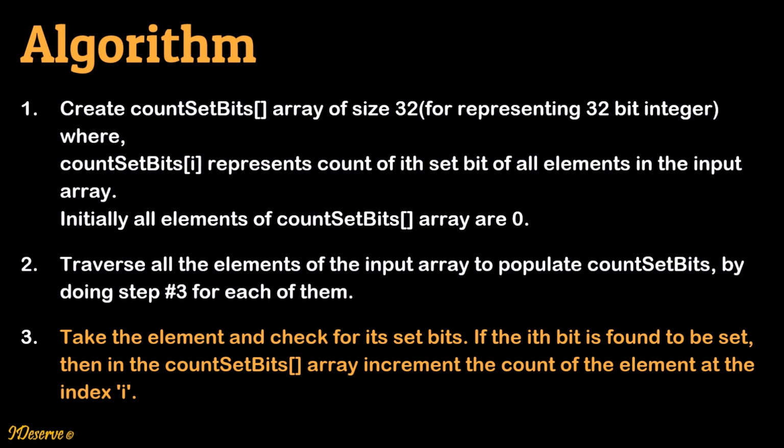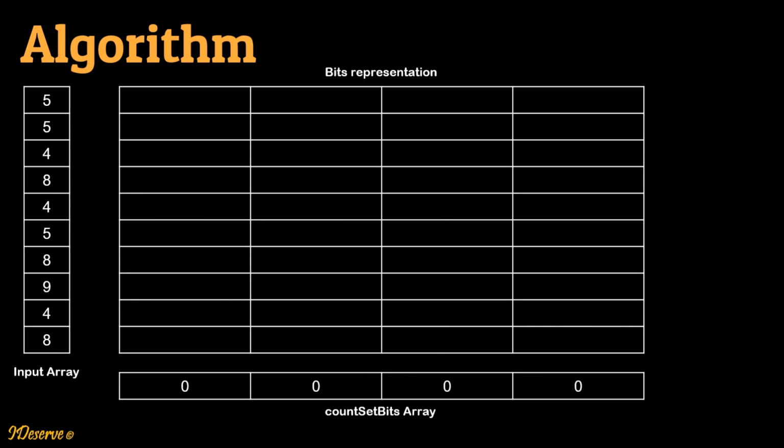Now we will visualize these steps first before moving ahead with the algorithm. You can see the input array on the left and countSetBits array at the bottom. Initially all the elements of the countSetBits are 0. Here bits representation as well as countSetBits are shown to be size of 4 for simplicity. Actual size of them are 32. Now we will execute steps 2 and 3. We have to traverse over the array, and for each element, if its ith bit is set, then in countSetBits array increment the count of element at index i. Now let's start iterating over the input array to populate countSetBits array.